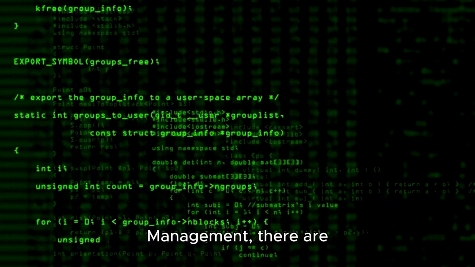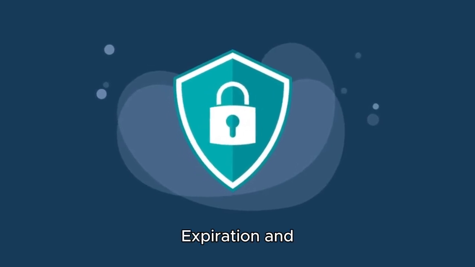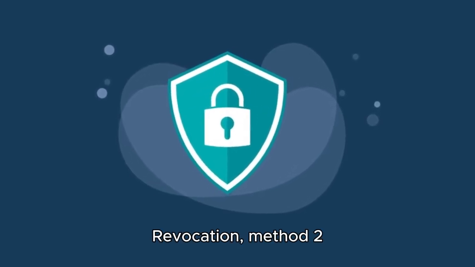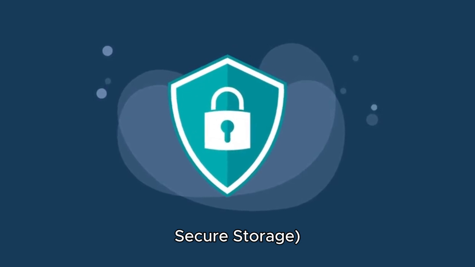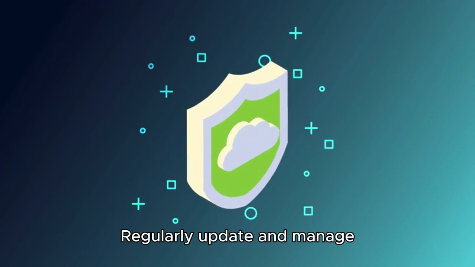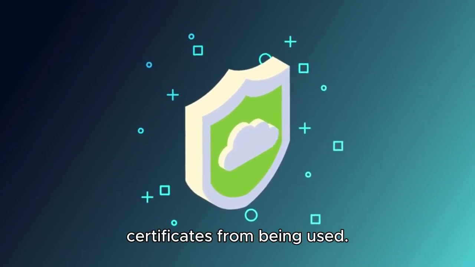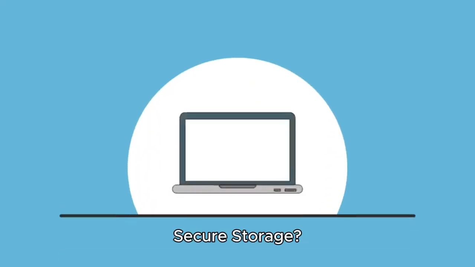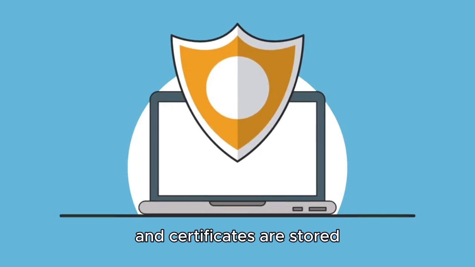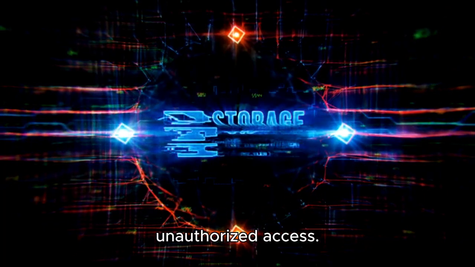Certificate management. There are two methods. Method 1, certificate expiration and revocation. Method 2, secure storage. Method 1: what is certificate expiration and revocation? Regularly update and manage certificates to prevent expired or compromised certificates from being used. Method 2: what is secure storage? Ensure that private keys and certificates are stored securely to prevent unauthorized access.